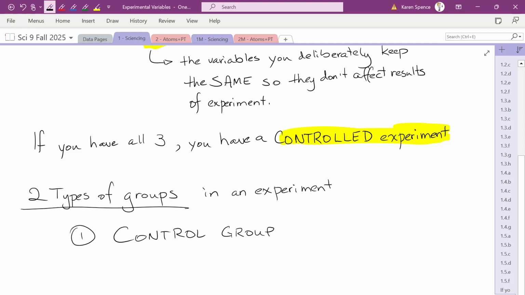Nobody? It's the group that stays the same. It's the group where you don't add whatever the treatment is you're doing. You don't apply the treatment to it.